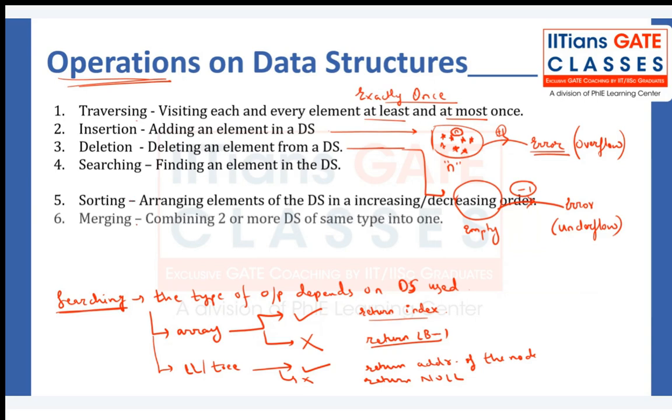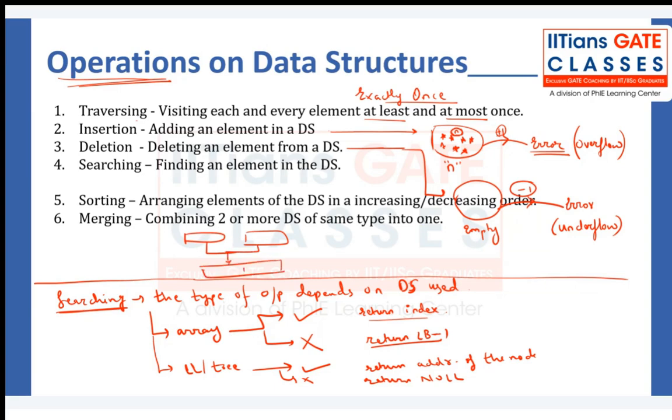The next operation is sorting and merging. Sorting means arranging elements of a data structure in an increasing or decreasing order. And merging means combining two or more data structures of the same type into one. So you have one data structure, you have another data structure, and you just combine both of them. These operations we'll look into in much more detail when we study algorithms. For this subject, we'll mostly look at these four operations.